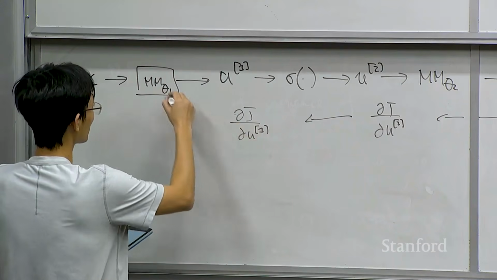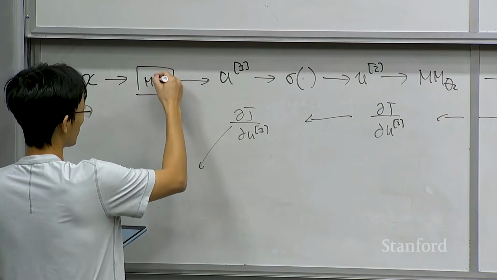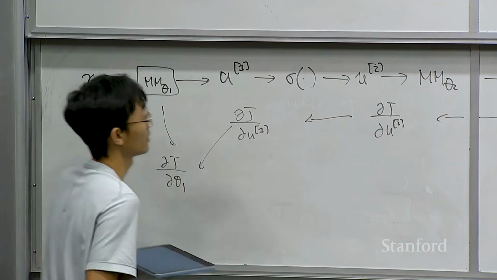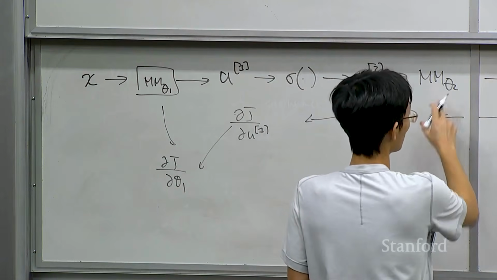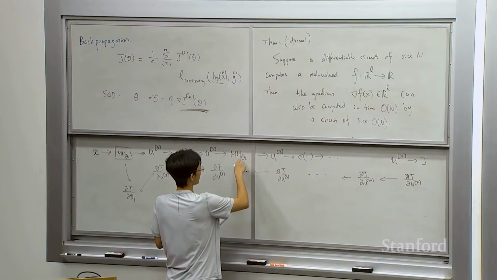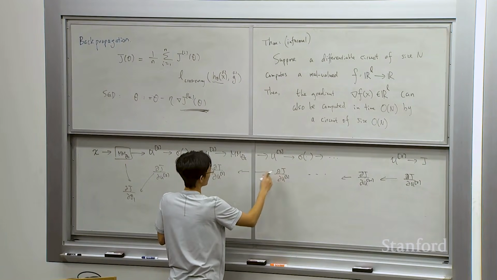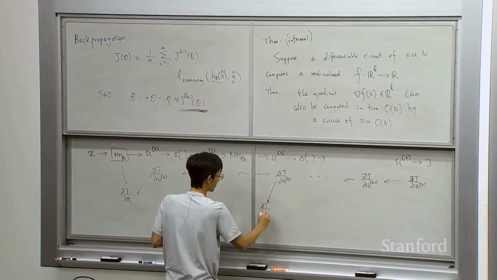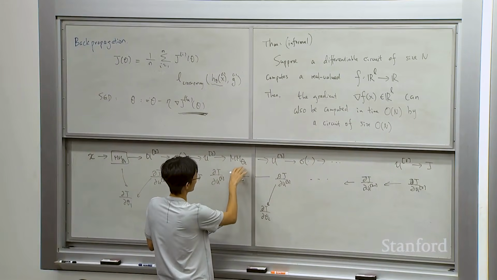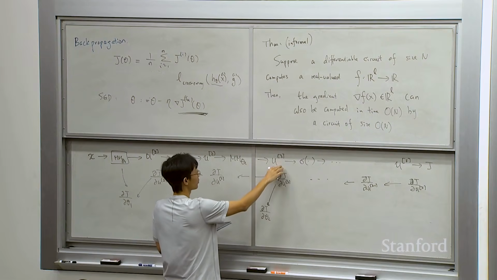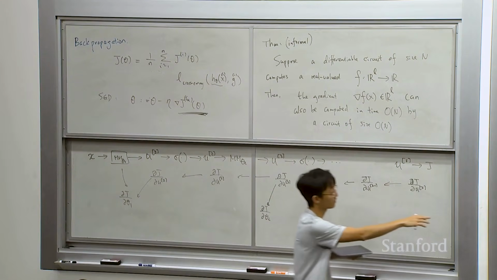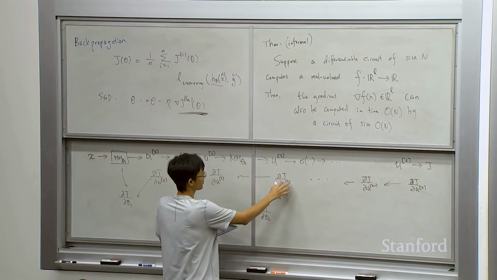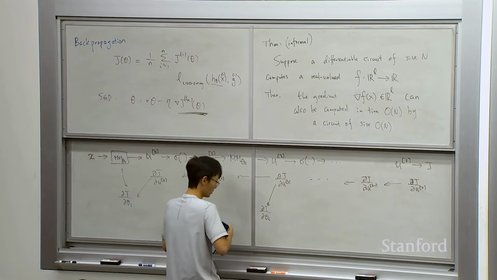For example, from this, with some information about this, you can compute dJ over d theta 1. And how do you compute dJ over d theta 2? You need to go from here to get dJ over d theta 2, because you think of this as a function that maps theta 2 to U3, right? Theta 2 to U3 is the analog of the g here.